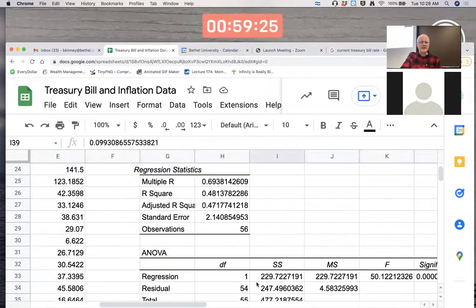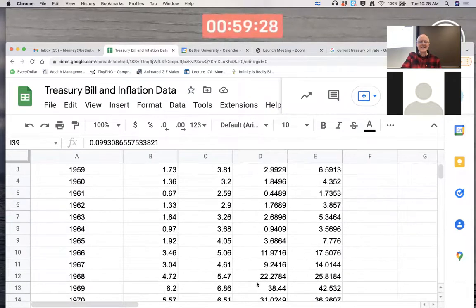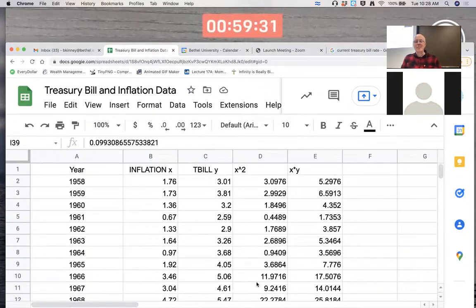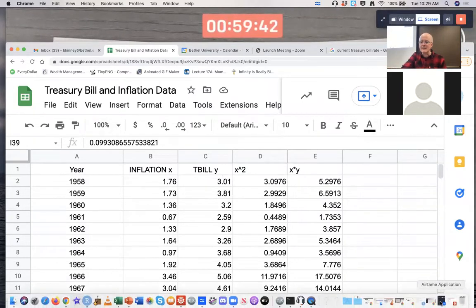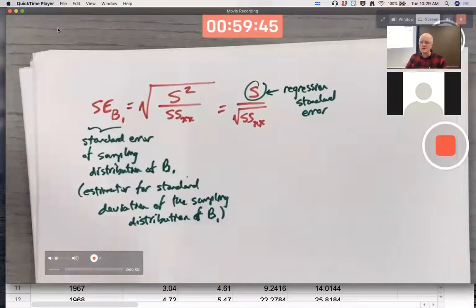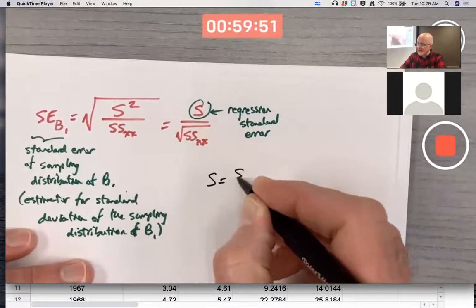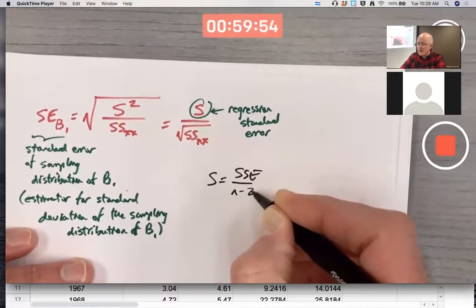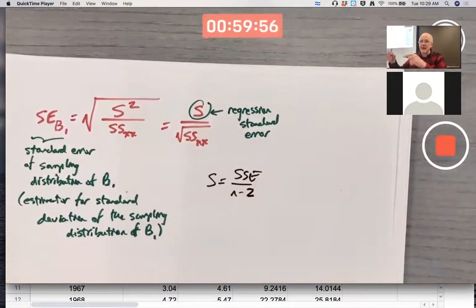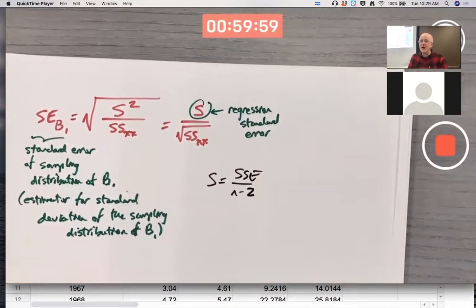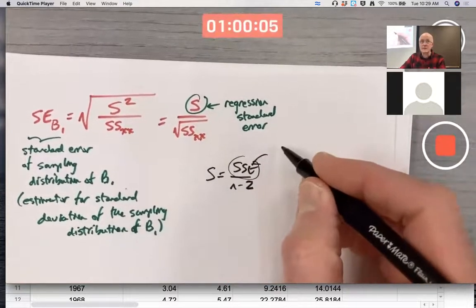Should we try to confirm these things? Let me try to do that quick. Let me try to confirm that these things are right. Okay, how can I do that? Let me use the fact that we saw in the book that S equals the square root of SSE divided by n minus 2, where SSE is our old friend, sum of squares of errors from the first day of regression. Sum of the residuals squared.